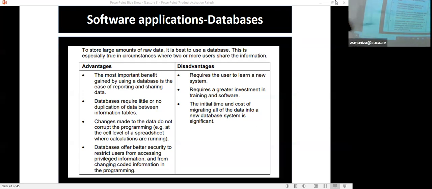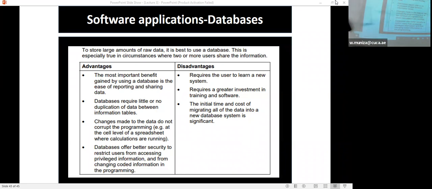The most important benefit gained by using a database is the ease of reporting and sharing data. So when one person or one group of individuals has to share the data with others, with the help of databases, it becomes very easy. Then databases require little or no duplication of data between information tables. When spreadsheets are being used, duplication of data can arise. Maybe one person is doing some different calculation in one spreadsheet, and when it goes to the other person, that person makes changes in it. But in databases, we do not have the liberty to change that particular data unless the main person gives permission to do so.